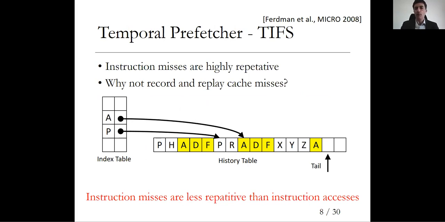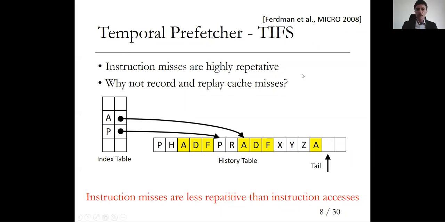In 2008, Ferdman and others proposed an instruction prefetcher named TIFS based on the idea of temporal prefetching. The idea is that a program usually consists of several loops. And due to those loops, we usually execute a sequence of instructions several times. And due to that, it is highly likely that the instruction cache misses are repetitive, okay? And the idea of a temporal prefetcher is to record and replay the instruction cache misses in order to benefit from the repetition in the misses.